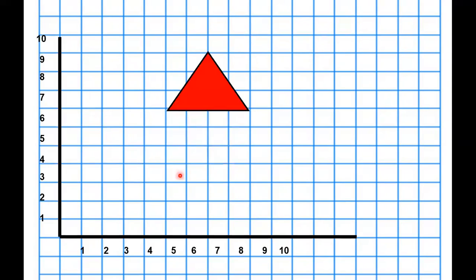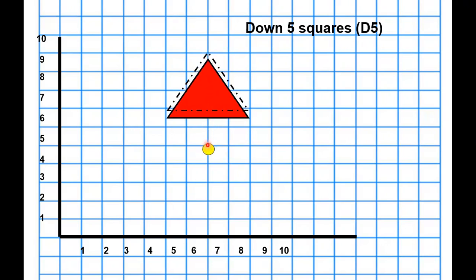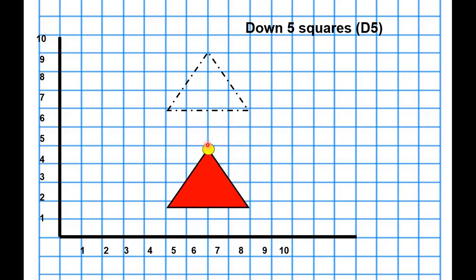Another example. Again, remember, so down 5 squares, or D5. Again, you should mark the point that is your guide to move. So it says down 5 squares, so 1, 2, 3, 4, 5. So the yellow one will be here, and then it will follow your shape. Easy. Okay.